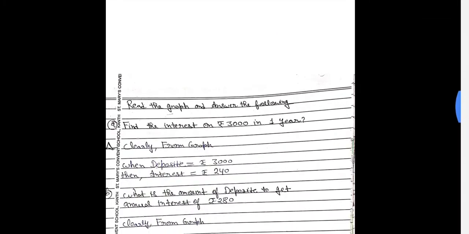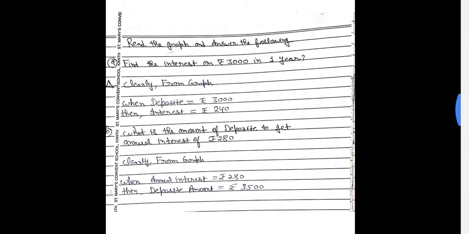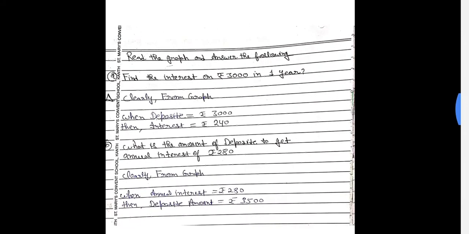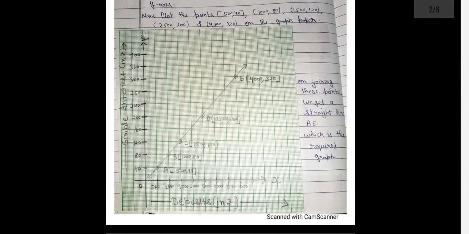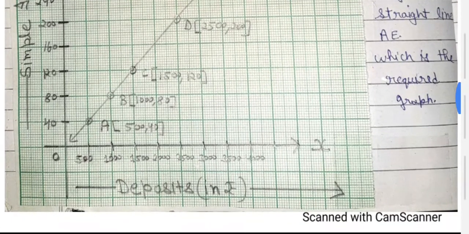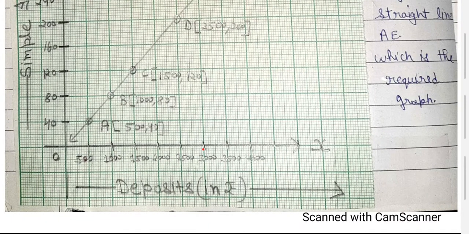Okay. Now a question is coming like this: find the interest on rupees 3000 in 1 year. The deposit amount 3000 is given. Now from the graph you have to find it, which is the deposit graph here. On this graph you have to come to 3000, like that.